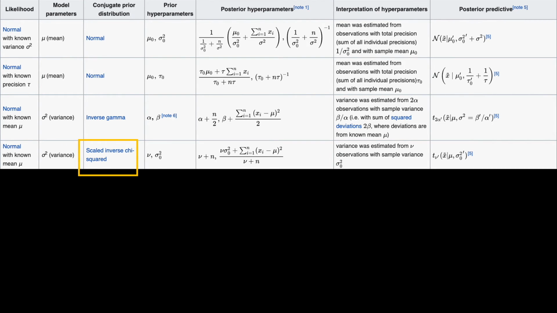And by the way, it's not like you only have one possible conjugate prior for the given likelihood function. This entry here is showing that for a known mean, and when the parameter to estimate is variance, you can also choose the scaled inverse chi-squared distribution. And note, in this case, and the previous one as well, the posterior predictive distribution is the Student's t distribution.